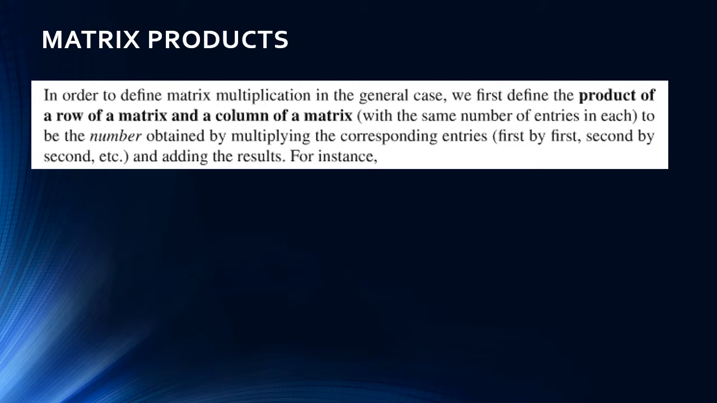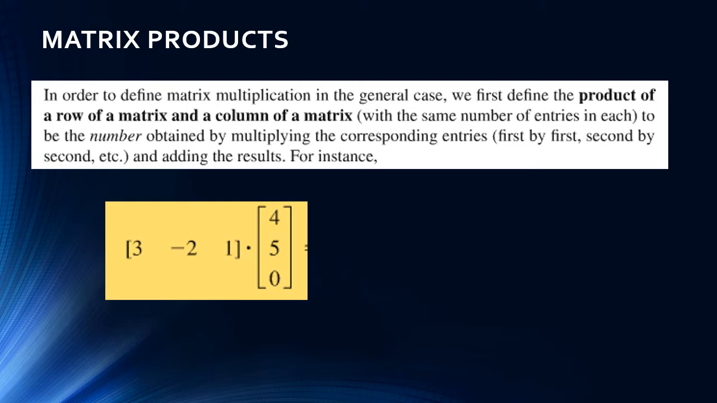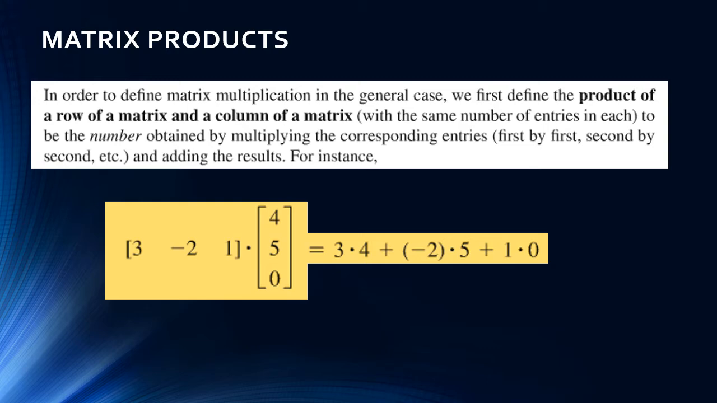In order to define matrix multiplication in the general case, we first define the product of a row of a matrix and the column of a matrix with the same number of entries in each to be the number obtained by multiplying the corresponding entries, first by first, second by second, etc., and adding the results. Again, another example: here we have a row matrix times a column matrix. So we'd get 3 times 4 plus negative 2 times 5 plus 1 times 0. We'd add them all up, and so this would just give us the matrix 2.